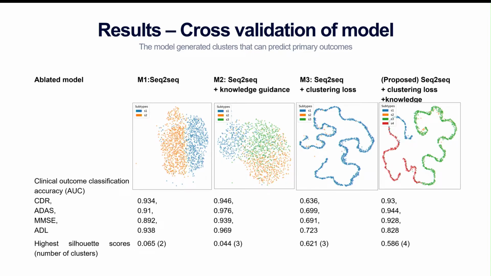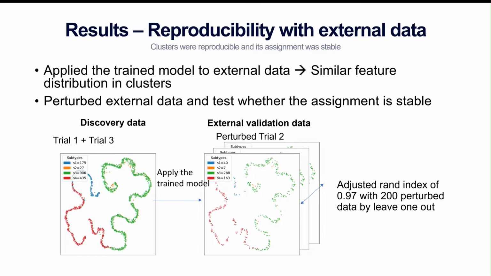It turns out that models get better as we add the components. This is the internal validation. And then we bring this model to the external data that we didn't use and that follows a different distribution from the training data. We set aside one trial and apply the model to the other trial.